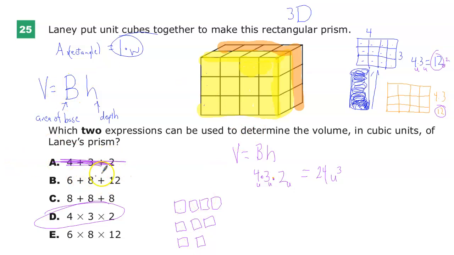Now, 6 plus 8 plus 12. Where could I get that? I could take a look, and you could always make the boxes if you want, but you don't necessarily have to. You can know that 8 and 12 is 20 plus 6 is 26. Certainly doesn't get us to the 24 we're looking for.